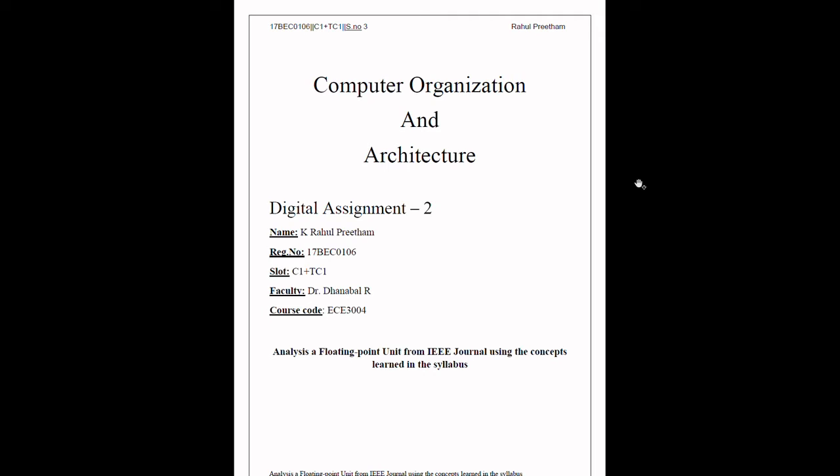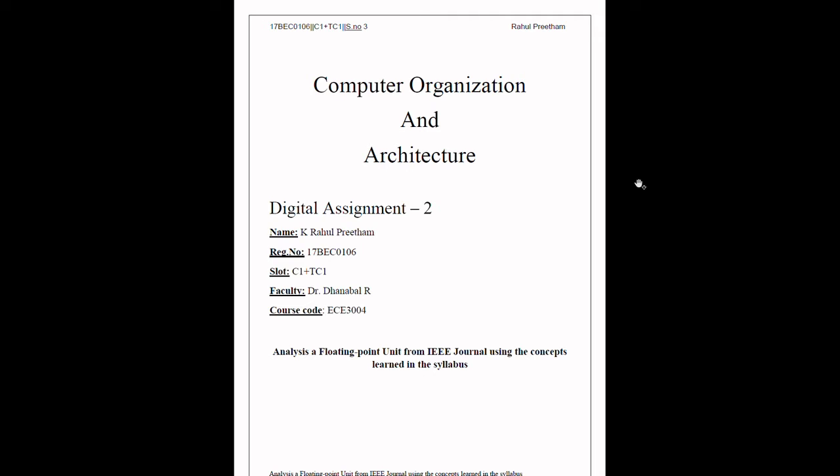This is Rahul Preetham. My registration number is 17BEC0106. I belong to C1 slot and I am doing my COA course under Dhanabal. In this presentation, I am going to present about the floating point unit taken from IEEE journal and use those concepts in image processing unit.